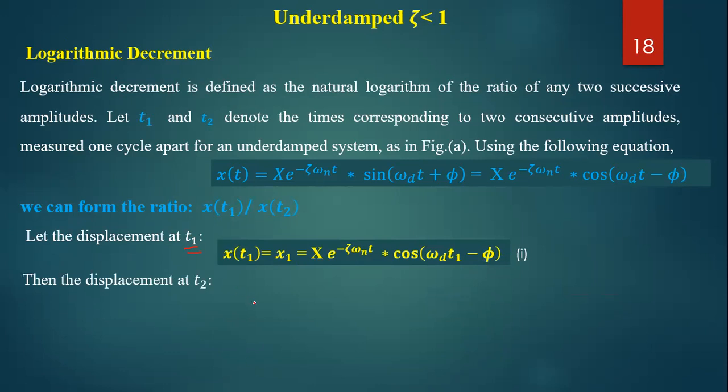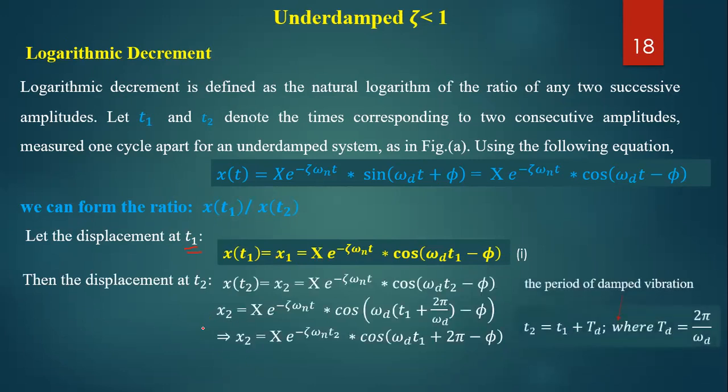Again, for t2, let's find x2, which is equal to X e^(-zeta omega_n t2) cos(omega_d t2 - phi). Now, t2 is the sum of t1 plus one time period. Here, 2 pi over omega_d is one time period. So t2 is equal to t1 plus T_d. That is substituted here.